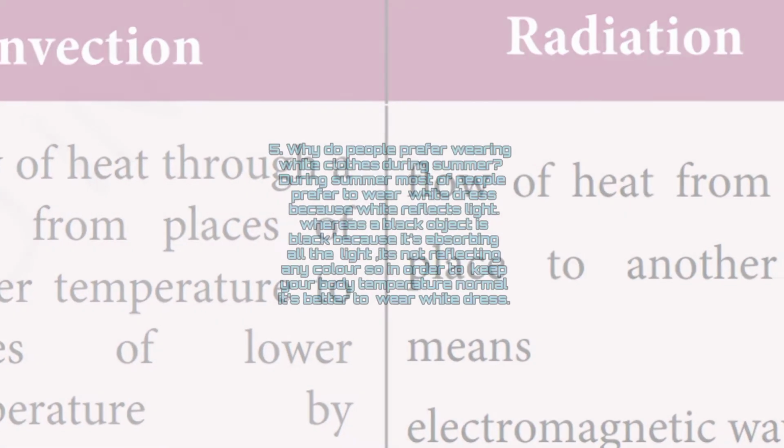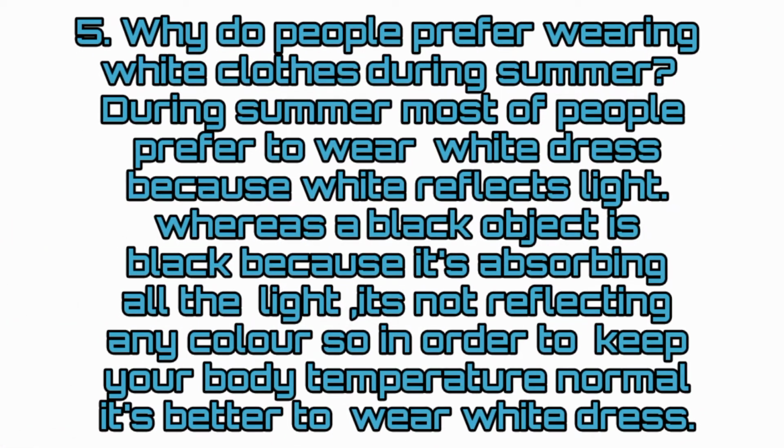Fifth question, why do people prefer wearing white clothes during summer? During summer, most people prefer to wear white dress because white reflects light, whereas a black object is black because it's absorbing all the light. It's not reflecting any color. So in order to keep your body temperature normal, it's better to wear white dress.